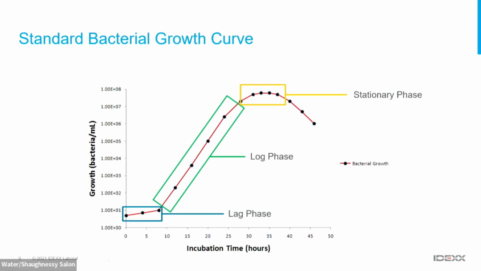The third phase is the stationary phase. This is a point where the population is neither increasing nor decreasing anymore. Some bacteria are growing, other bacteria are dying, so the population stays at a standstill. And then finally, we reach the death phase. At this point, the population is shrinking more than it's growing. But again, when we talk about testing, what we're most concerned about is the lag phase and the log phase.